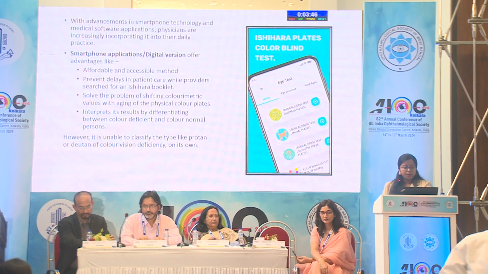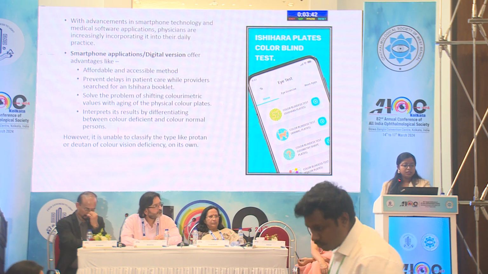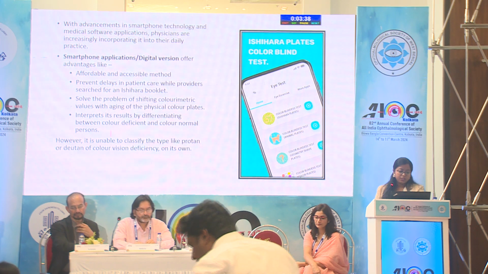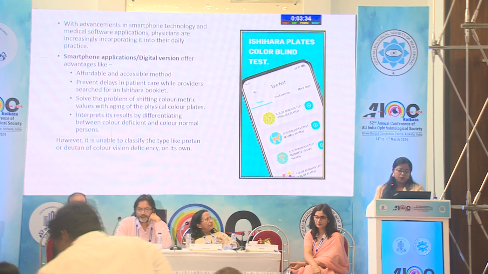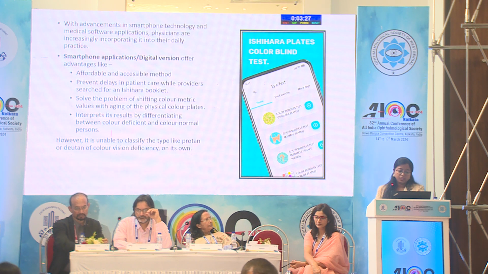With advancement in smartphone technology and medical software applications, we are increasingly incorporating smartphone applications. These are affordable and accessible, prevent delays in patient care while providers search for the Ishihara handbook, solve the problem of shifting colorimetric values with the aging of physical color plates, and interpret results by differentiating between color deficient and color normal. However, it is unable to classify the type of protan or deutan color vision deficiency on its own.